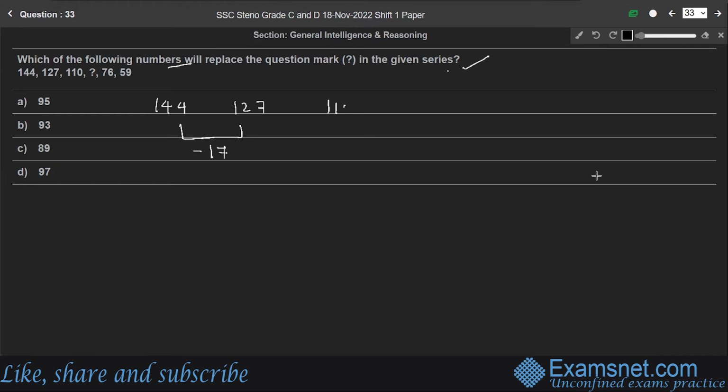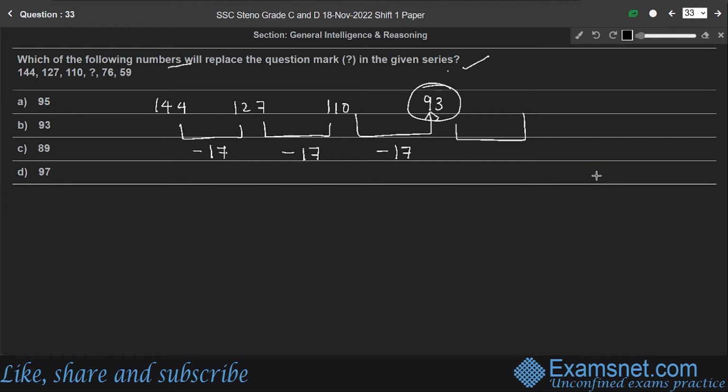Whereas the third number is 110. So 127 minus 17. Just subtract 17 from the previous number, right? So to get the next number, just subtract 17 from 110. You will get 93. 93 is the fourth number.